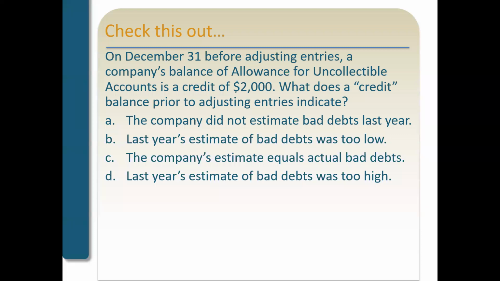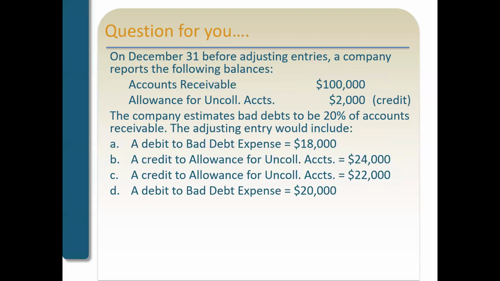What do you think? Is it D? Excellent, it's D. It was too high. In other words, we didn't use it up because we still have a credit balance sitting in there. Okay, how about this one?